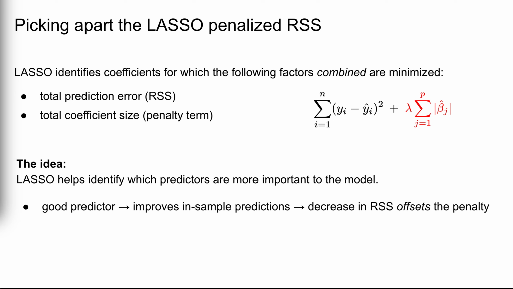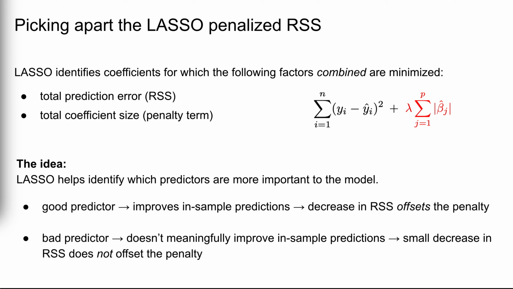First, a good predictor helps improve our model predictions, thus decrease the residual sum of squares. And when the predictor is good enough, the decrease in RSS will offset the penalty for including this predictor in our model. In contrast, a bad predictor will improve our model's in-sample predictions, every predictor does, but not in a meaningful way. Thus, though a bad predictor will lead to a small improvement or decrease in the residual sum of squares, it won't be substantial enough to offset the penalty incurred for including this bad predictor in our model.